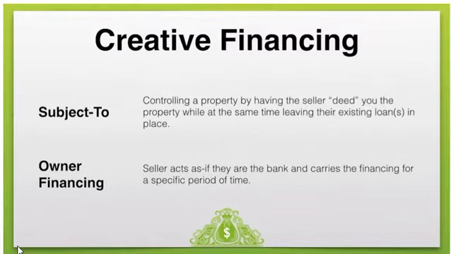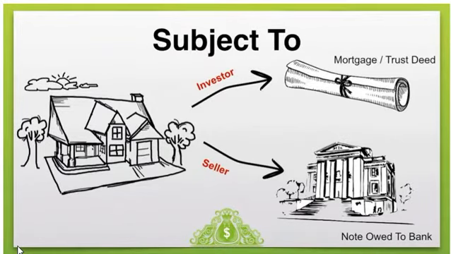One great option is a subject-to transaction, which I focus on if the seller has a mortgage on the property. And the other is an owner financing option, which I focus on if the seller owns the property free and clear. Let's discuss each one individually. A subject-to refers to the concept of taking over control of a property by having the seller deed you the title while at the same time leaving their existing loan in place.